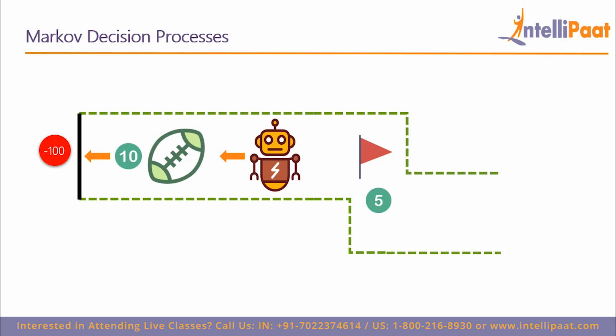But if you follow the framework of a Markov decision process, or MDP, the robot will choose to go and collect the flag instead of the rugby ball, because it knows that after collecting the flag, it will be able to solve the maze, and by solving the maze, it gets a reward of +100. So this is one such situation where accounting for delayed rewards maximizes our total reward.